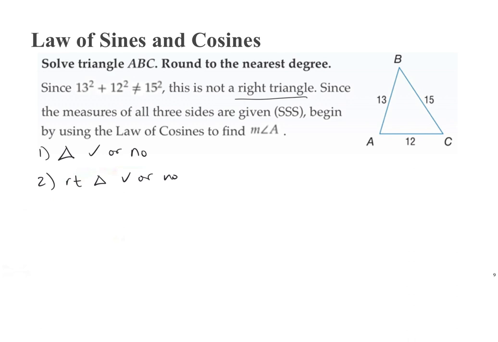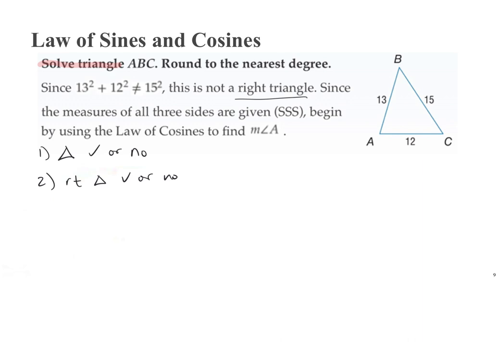When the instructions say solve the triangle, what they're asking you for is every part they haven't given you, which in this case is all of our angles. So we have all the sides, we don't have all the angles. So we're going to use law of sines and cosines to find all of our angles. And let's get started.